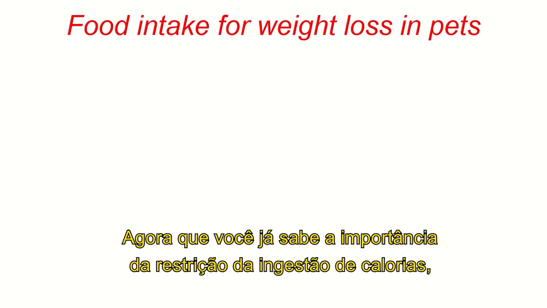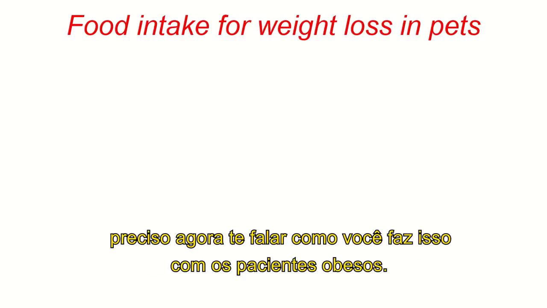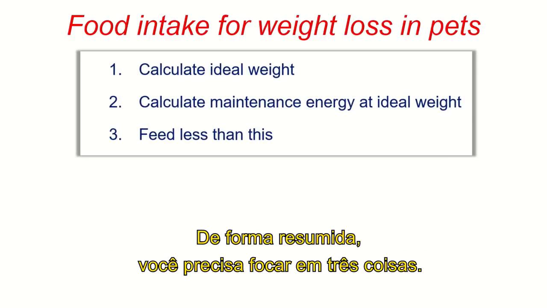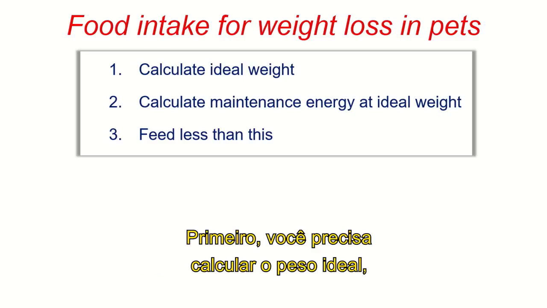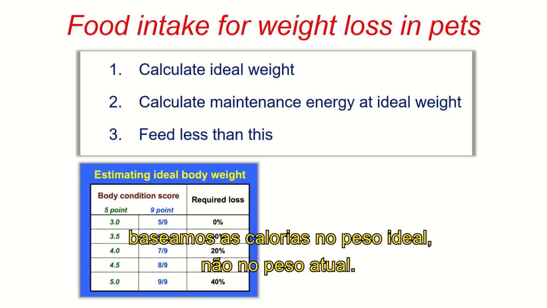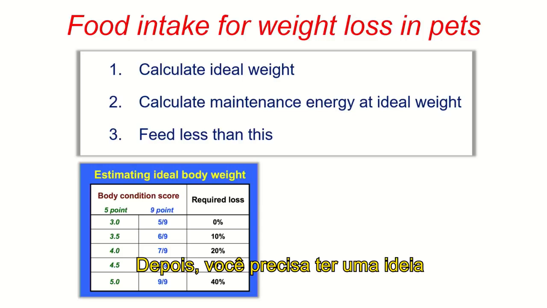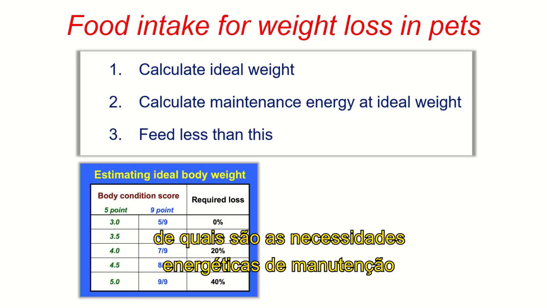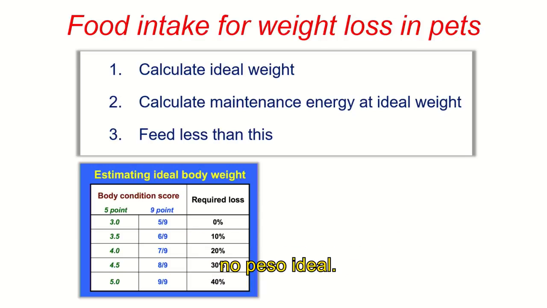So, having told you the importance of calorie restriction, I need to now tell you how you do this for our obese patients. Well, in short, you need to focus on 3 things. Firstly, you need to calculate ideal weight, because remember, we base calories on ideal weight, not current weight. Next, we need to have an idea about what maintenance energy requirements are at ideal weight.